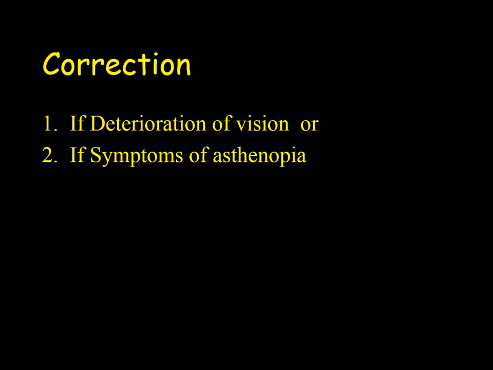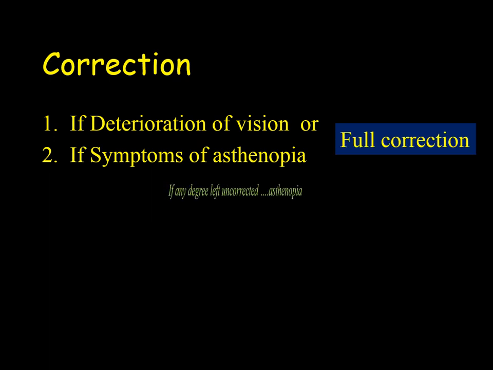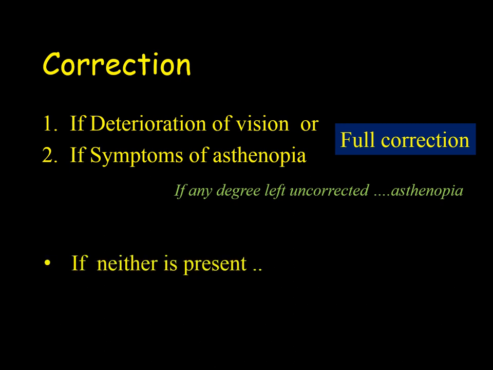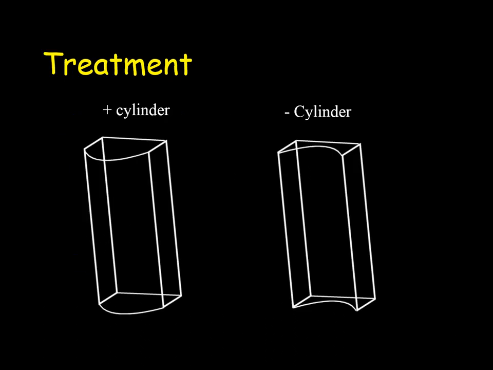When do we correct the astigmatism? We need to correct it if the patient complains of distorted image or if he complains of symptoms of eye strain. If neither of these is present, then we can leave the astigmatism uncorrected. To correct that astigmatism, we need to use special lenses, cylindrical lenses. We have a plus cylinder lens or a minus cylinder lens.